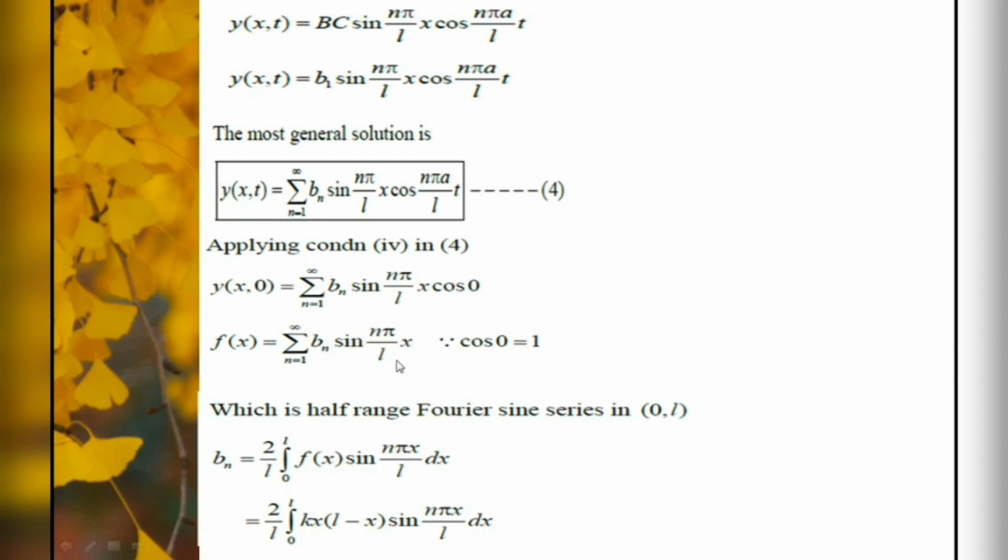Now this is similar to a half range sine series in the interval 0 comma L. Therefore if you want to find Bn, which is nothing but the constant, it is defined as 2 by L integration 0 to L f of x into sin n pi x by L into dx. We know that in our problem we have the initial displacement, which is f of x, and it is given as k into x into L minus x into sin n pi x by L into dx.